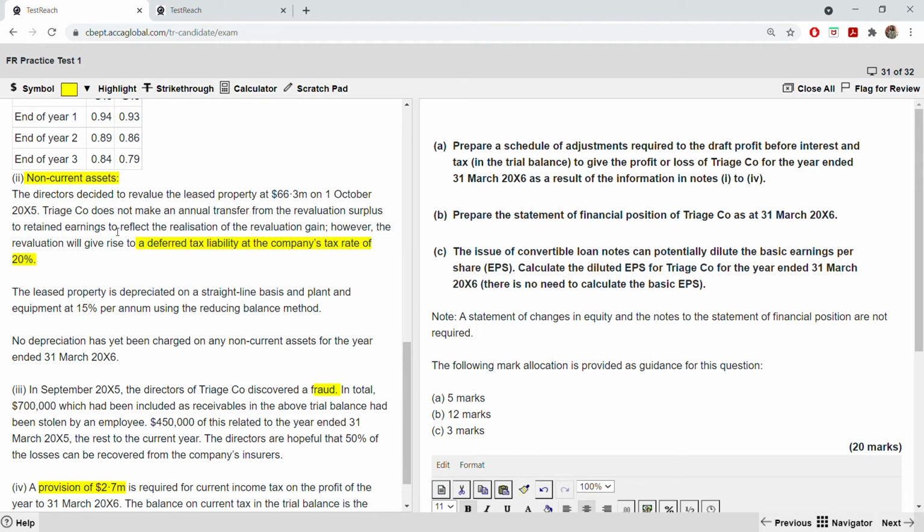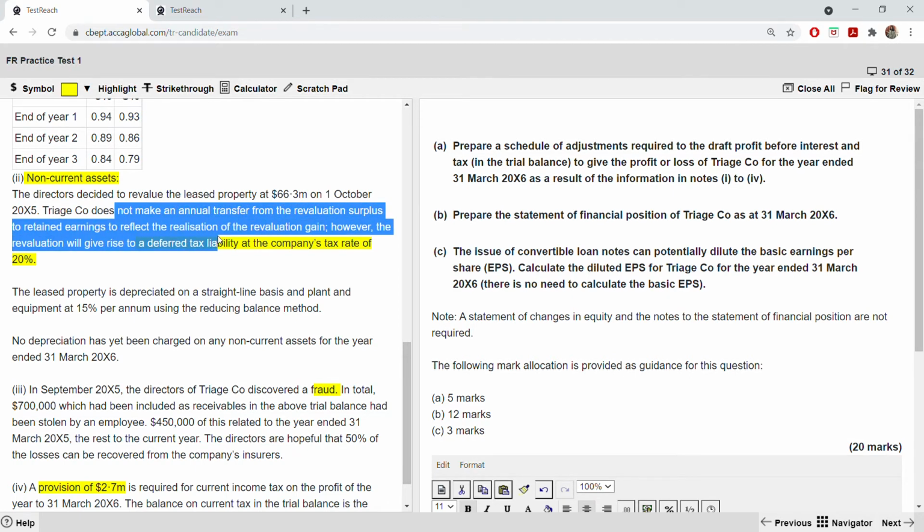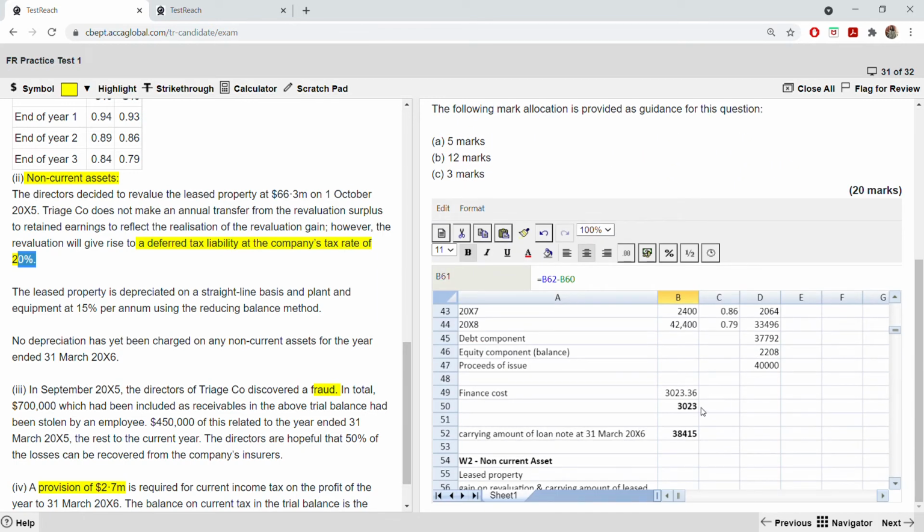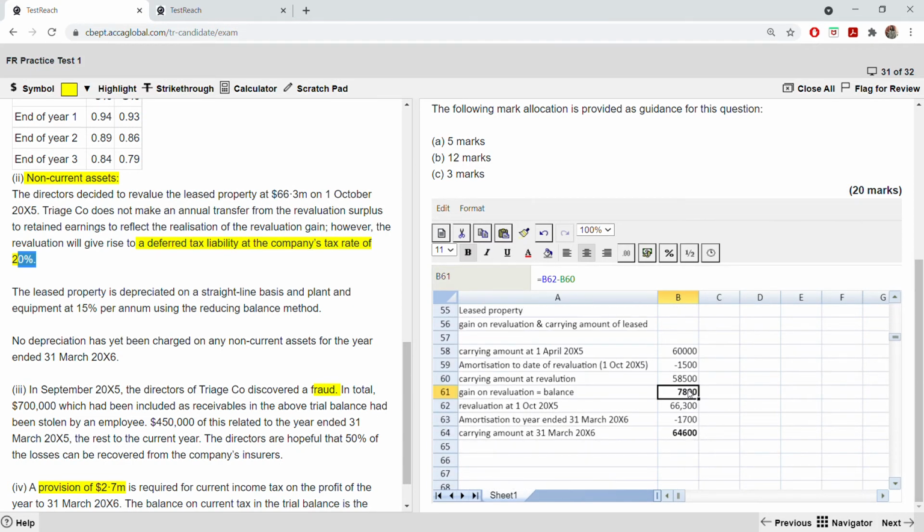Here, read it. The company does not make an annual transfer from revaluation surplus to retained earnings to reflect realization of revaluation. However, the revaluation will give rise to a deferred tax liability at the company's tax rate of 20%. You see, because of this revaluation, it will give rise to deferred tax. That means 20% will go to deferred tax. The remaining balance, 80%, will go to the revaluation surplus out of this 7.8 million. So even that you can make a note here.